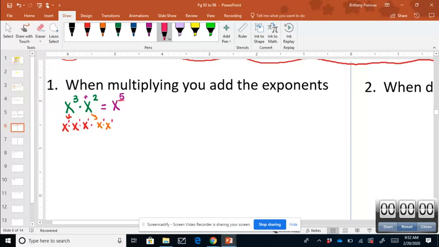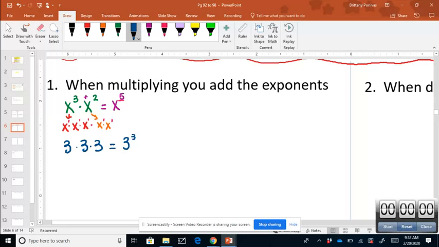We've already done this. It's the same thing if we have numbers. So if we have 3 times 3 times 3, and you were told to write it with your base of 3, it would be 3 to what power? How many 3's do you have? 3. So it would be 3 cubed.